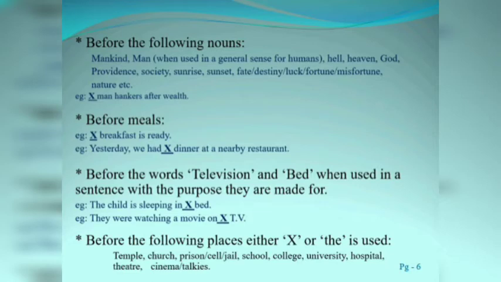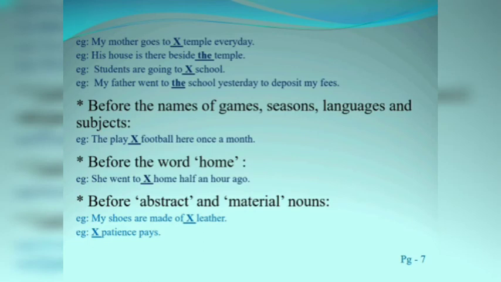Next rule, before the following places either zero article or the is used, and these words are temple, church, prison, cell, jail, school, college, university, hospital, theater, cinema, talkies, etc. If these places are visited or mentioned in a sentence with the purpose they are made for, we use no article. But for different purpose, they are mentioned or visited, we use the before them. And here are a few sentences to clarify this rule.